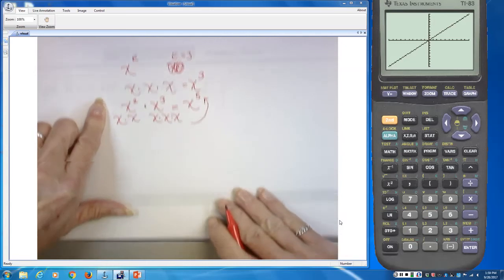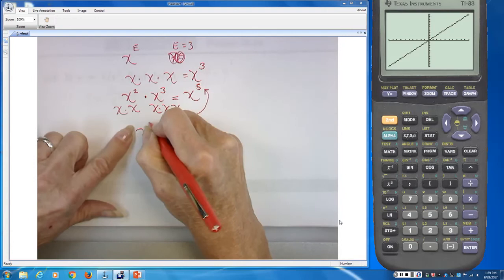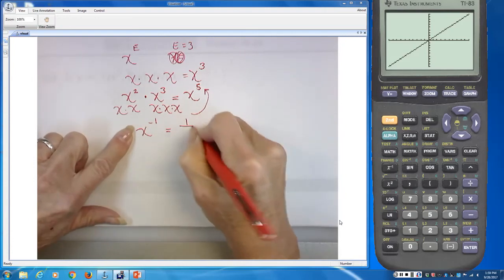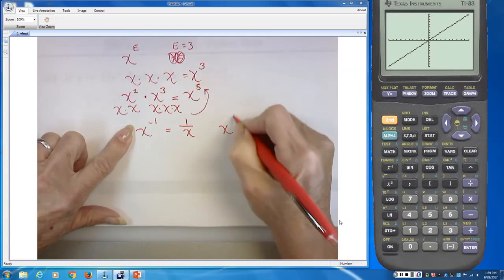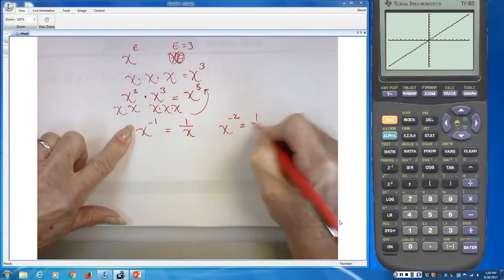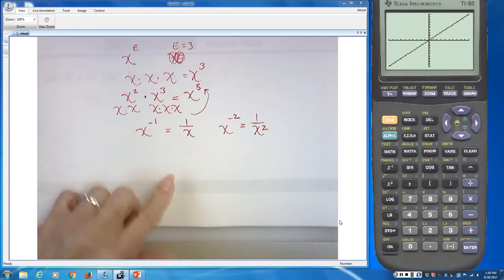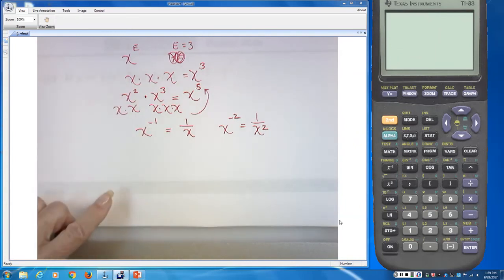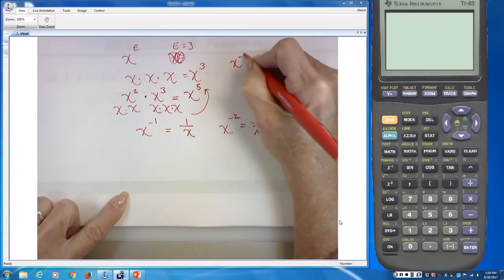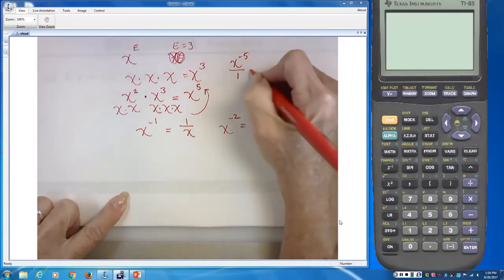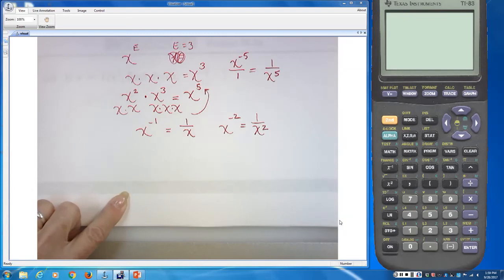And then the last basic definition was x to the negative 1 is 1 over x. x to the negative 2 is 1 over x squared. Basically, negative exponents move things to the other side of the fraction bar. So if you had x to the negative 5 over 1, that becomes 1 over x to the 5th. Okay?